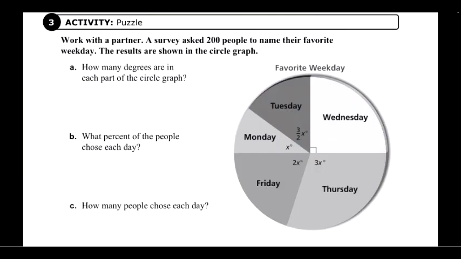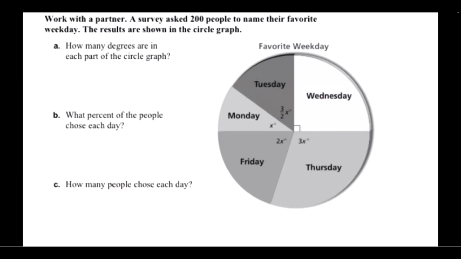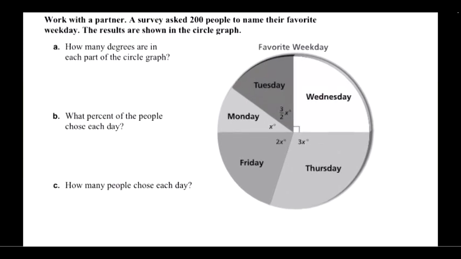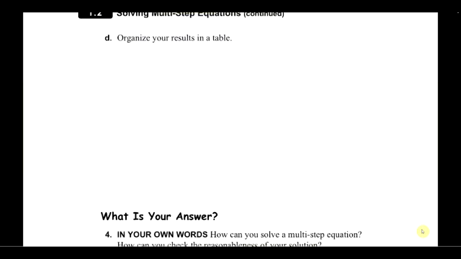For activity 3, another type of puzzle, and everything is going to be organized on the other page. There's a nice little table over there for us. So, when they want to know how many degrees are in each part of the circle, we can record that on the following page as a table. So I will help you set up our table. Go ahead and copy down this table just like I draw it.